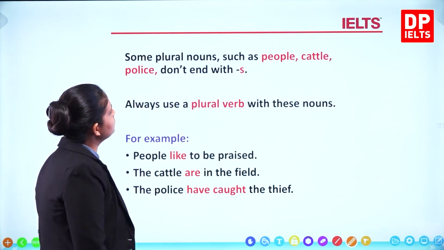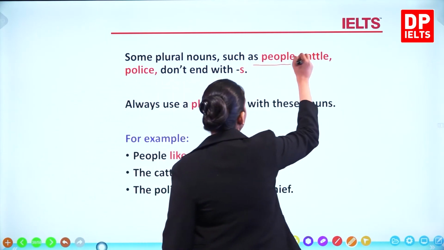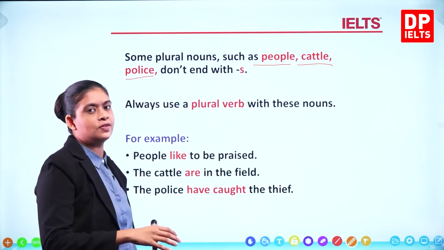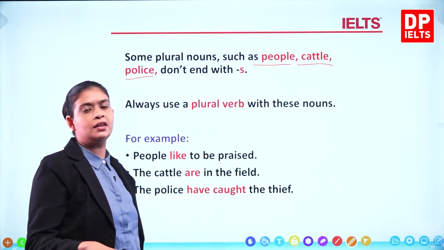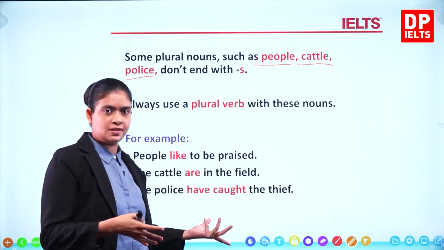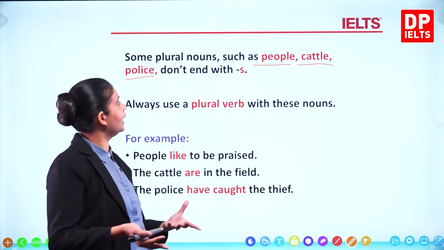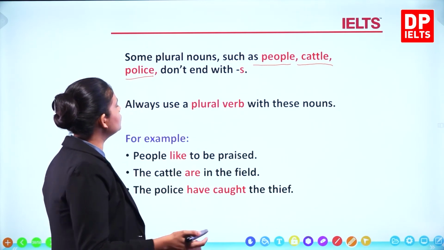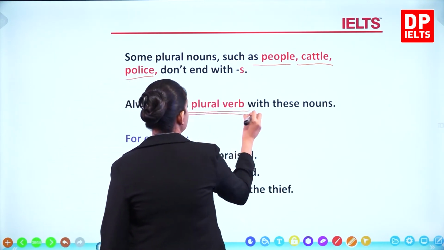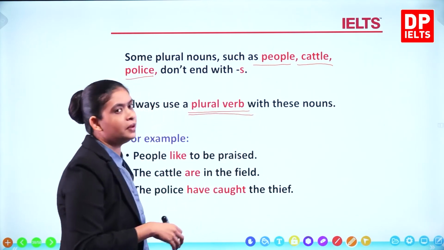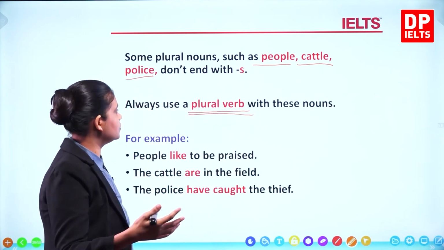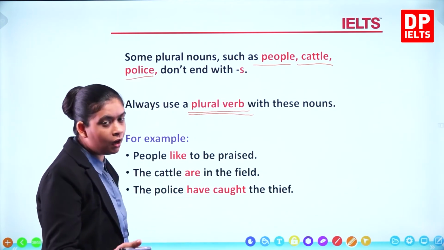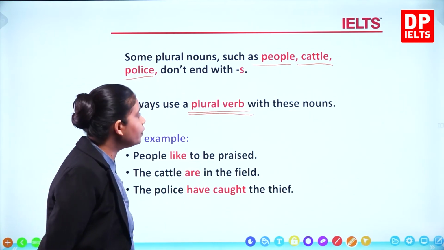Some plural nouns such as people, cattle, and police don't end with an S. So you don't say, like you say cats, birds, dogs, monkeys, rabbits. Do you say peoples? No. Person, people. Cattle, cattle. Police, police. They don't change, right? Always use a plural verb with this, okay? So you don't say the people was, the police was. The police were, the people were, the cattle were, the cattle are. Always use a plural verb.